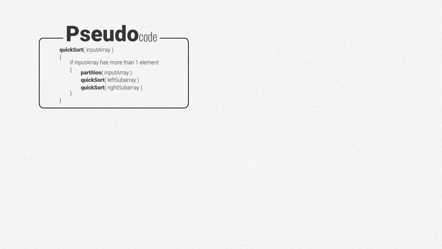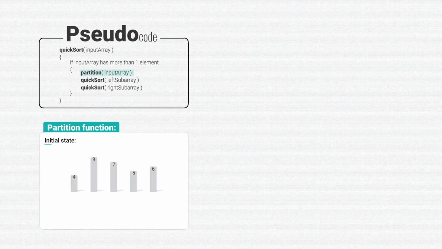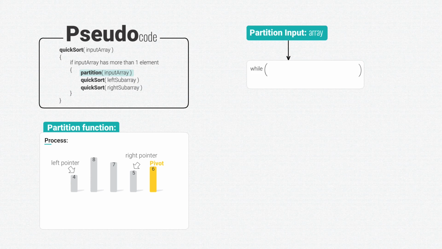So it comes to the implementation of the partition function. First of all, we need to choose a pivot. In this video, we always choose the last element as pivot. Then we use 2 pointers to go through all the elements. The left pointer starts with the first element, and it moves to the right. The right pointer starts with the last element, excluding pivot, and it moves to the left. The left pointer works first.